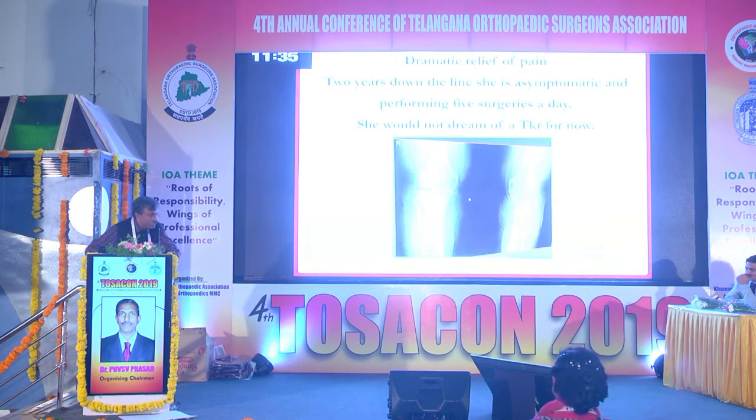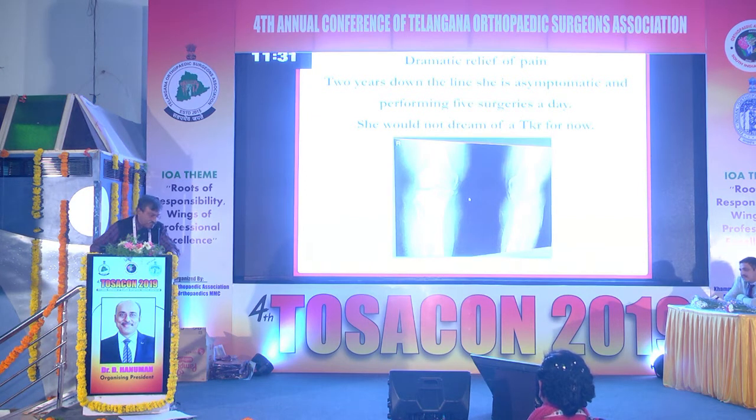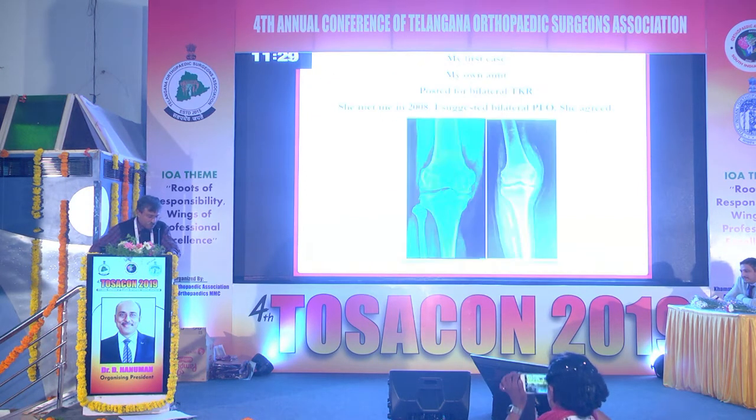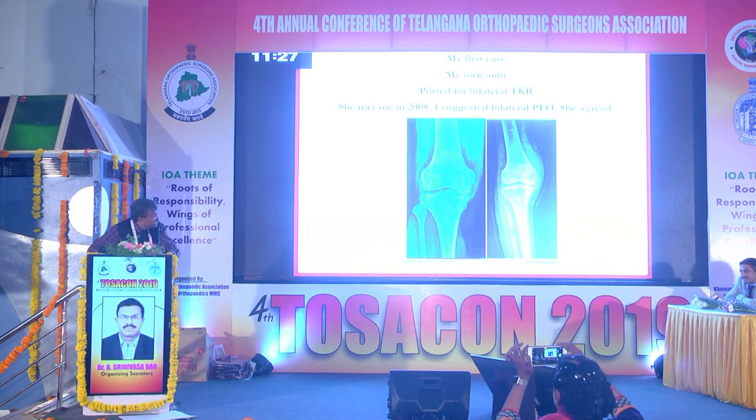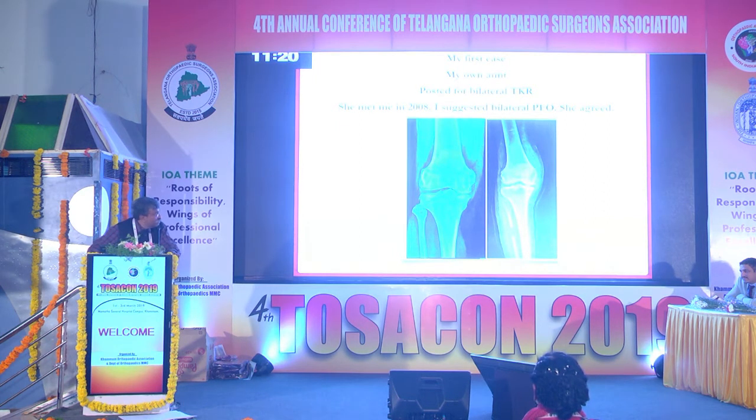And that's 2 years down the line. Though the joint space has again collapsed, she is totally asymptomatic and doesn't want another surgery. This was my own first case. This was my aunt who was admitted for a TKR. I had come from prison on a parole.